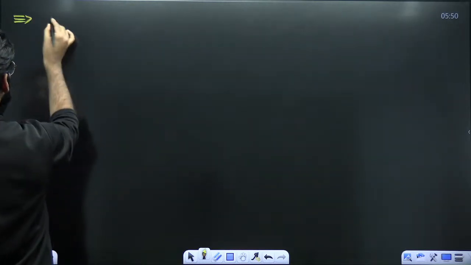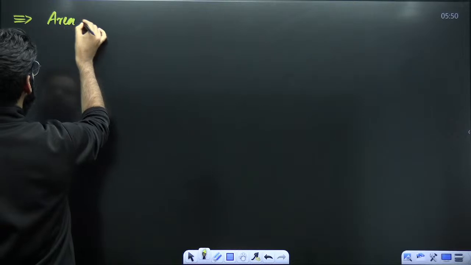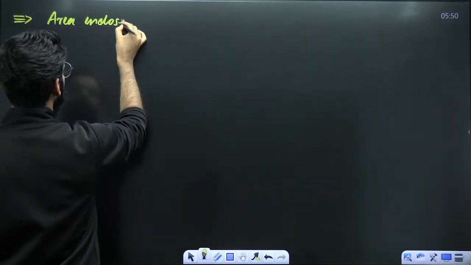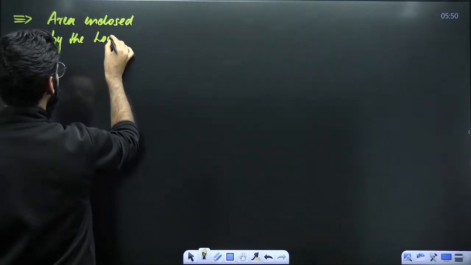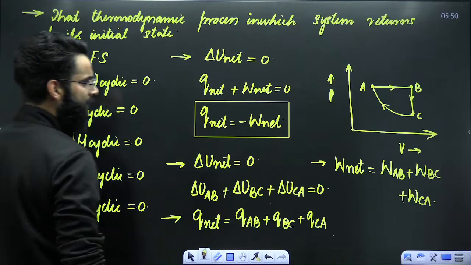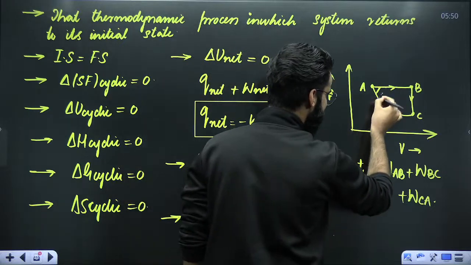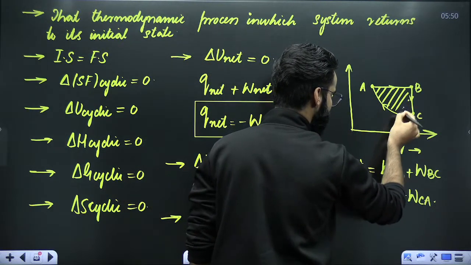First of all, let me tell you about the area enclosed by the loop. What is meant by this area enclosed by the loop? This is basically the area which is enclosed by this particular loop.